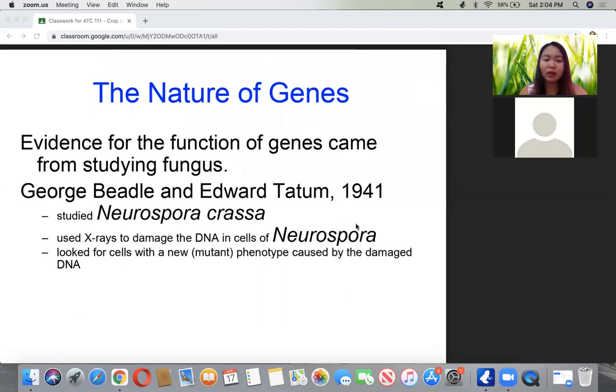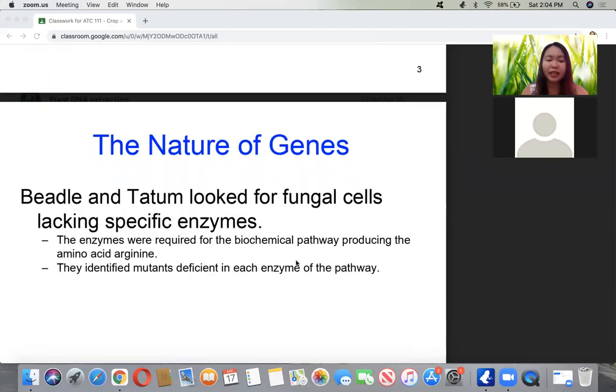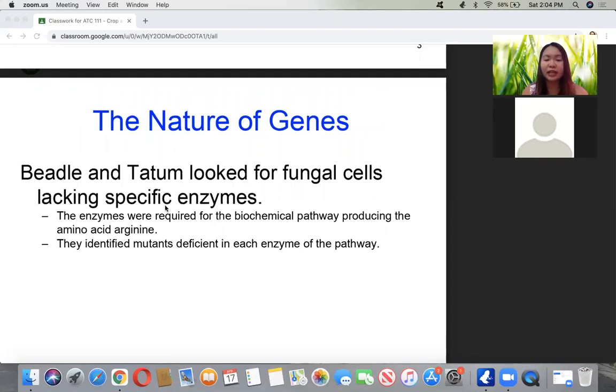Also, evidence for the function of genes came from studying fungus by George Beadle and Edward Tatum in 1941. They studied Neurospora crassa and used X-rays to damage the DNA in the cells. They looked for cells with a new or mutant phenotype caused by the damaged DNA, specifically fungal cells lacking a specific enzyme. The enzymes are required for the biochemical pathway producing the amino acid arginine, and they identified mutants deficient in each enzyme of the pathway.